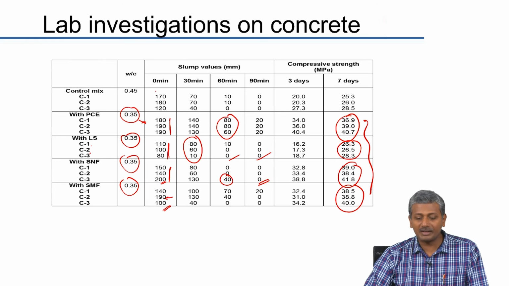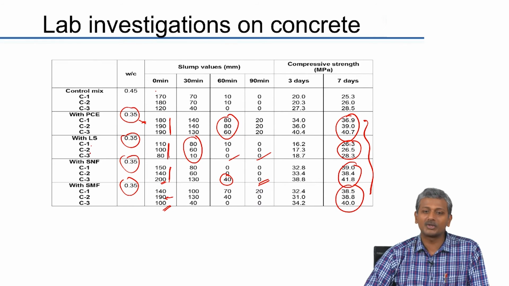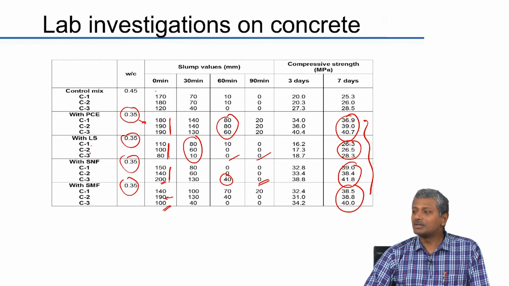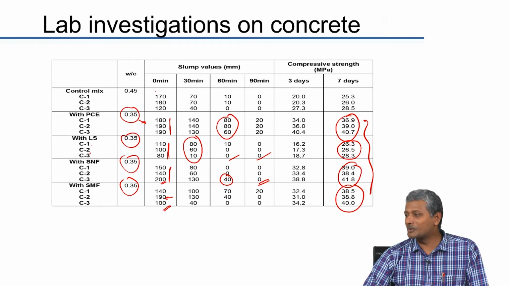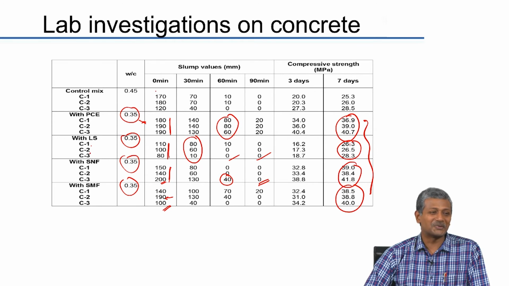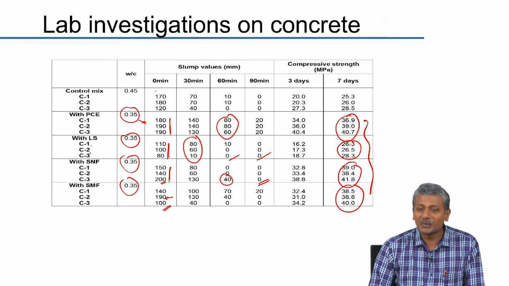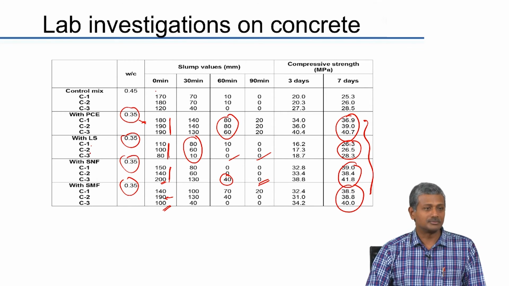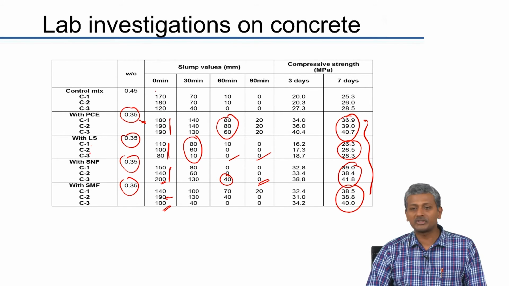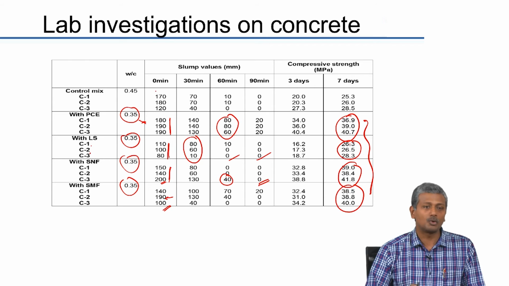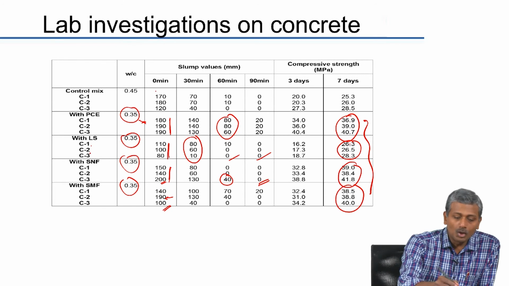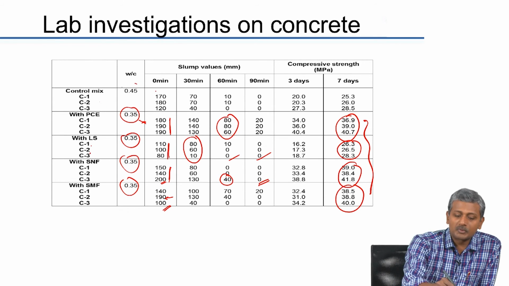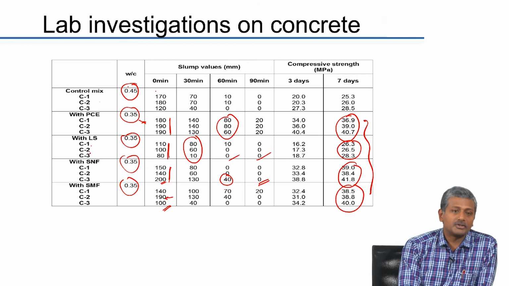Unfortunately, we do not have the 28-day strength data for this. The student who did this project did not turn in the 28-day value, and by the time I found out, it was already beyond the review time. So, I do not have the 28-day values. By 28 days, I assume that things would have been equal. Okay. I assume that there would not have been much difference because all the retardation effects would be over by then. The control concrete, the control mix was prepared at 0.45 water cement ratio.